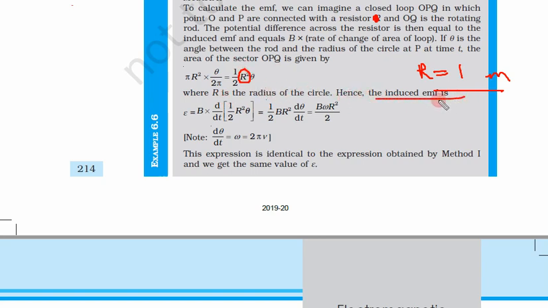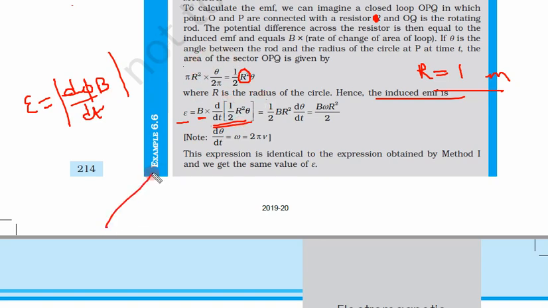Now how can we calculate the induced EMF? We have seen epsilon is equal to minus d phi B upon dt; let us remove the minus if we are taking the magnitude. Since B is constant, it comes out of the differential, d upon dt of area, and the area A is equal to half r square theta. Now why did we take this area to be this? Because this is rotational motion and magnetic field.